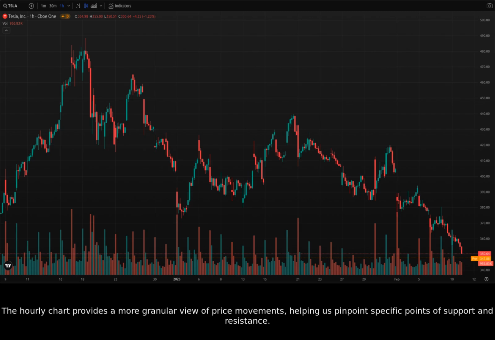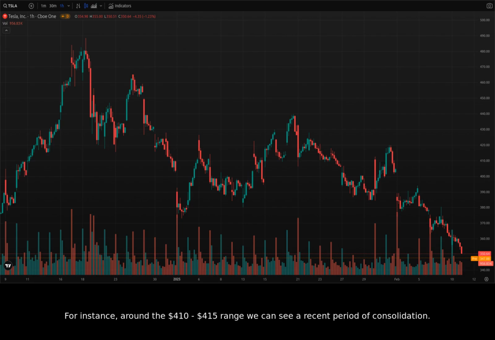The hourly chart provides a more granular view of price movements, helping us pinpoint specific points of support and resistance. For instance, around the $410 to $415 range, we can see a recent period of consolidation. We can see more intraday volatility, with the support around $410 and resistance slightly above $420. On the other hand, below $410 there is increased selling pressure.